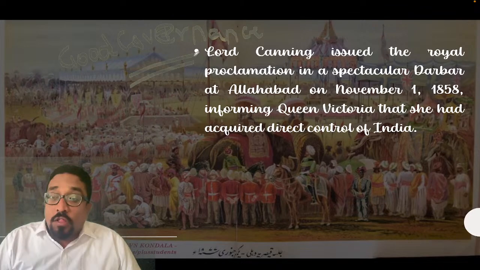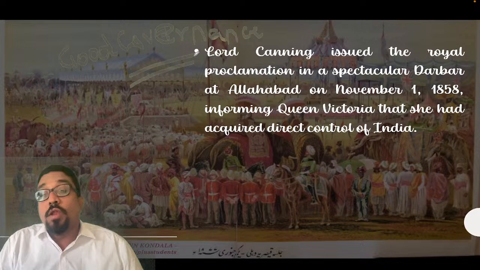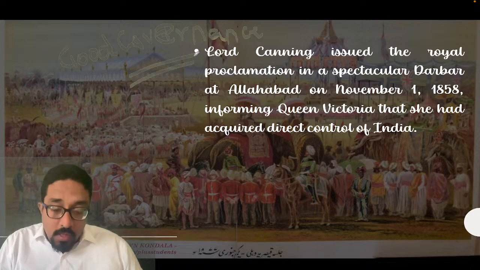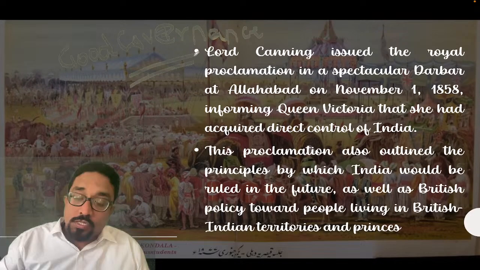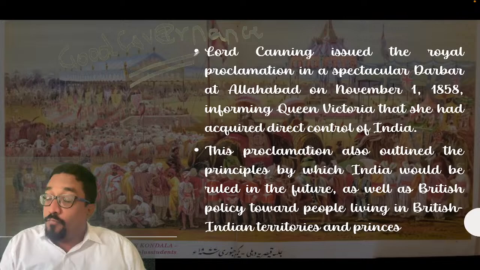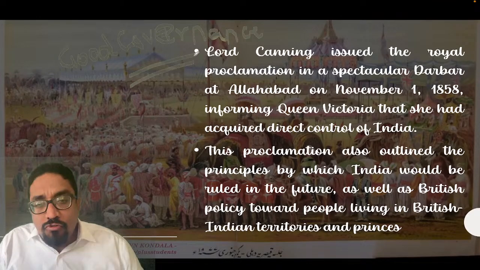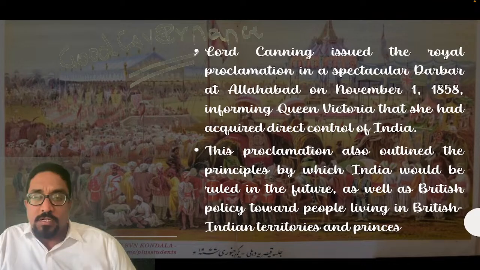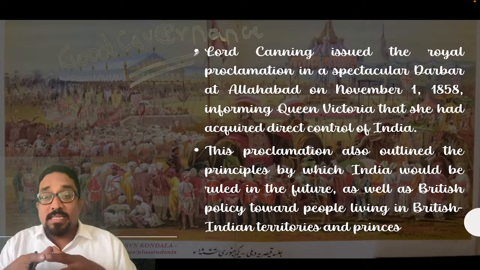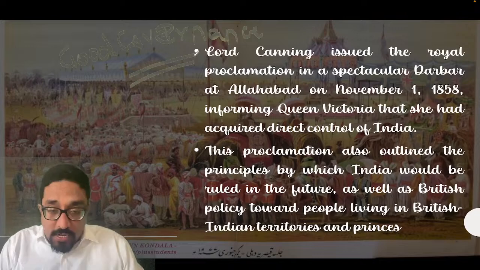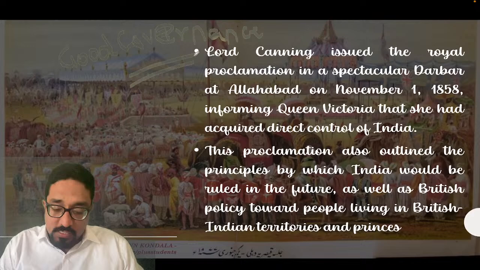On the 1st of November 1858, Canning officially informed that Queen Victoria had acquired the direct control of the Government of India, and that from now India was a crown possession. The proclamation became famously known as the Queen's Proclamation or Queen Victoria's Proclamation. It outlined clearly the principles by which India was to be ruled in future, as well as British policy towards the people of India and Indian territories and the princes and the princely states.